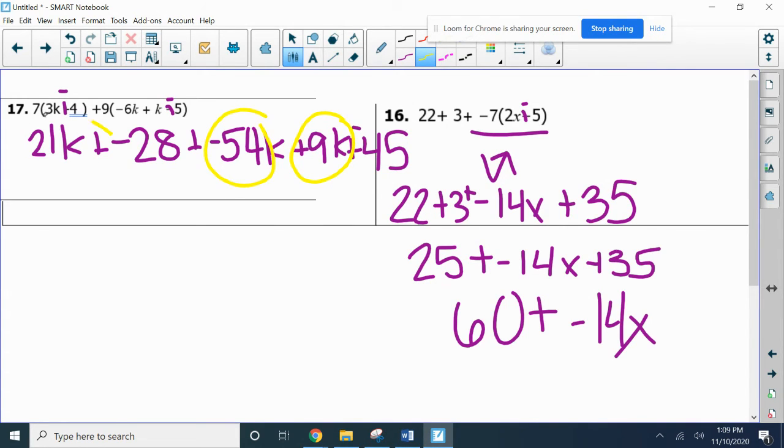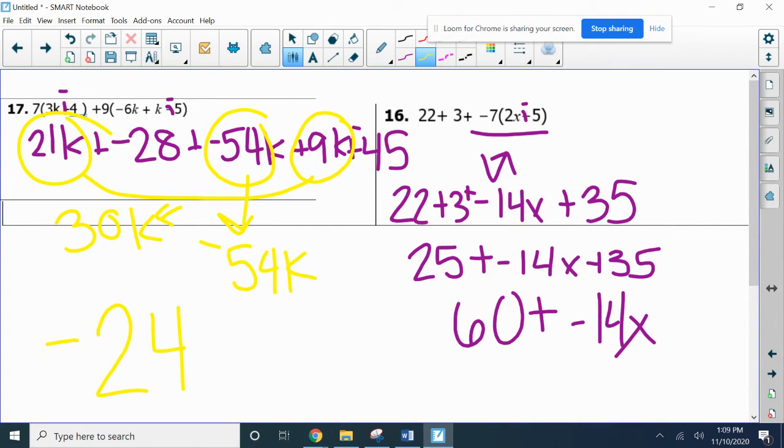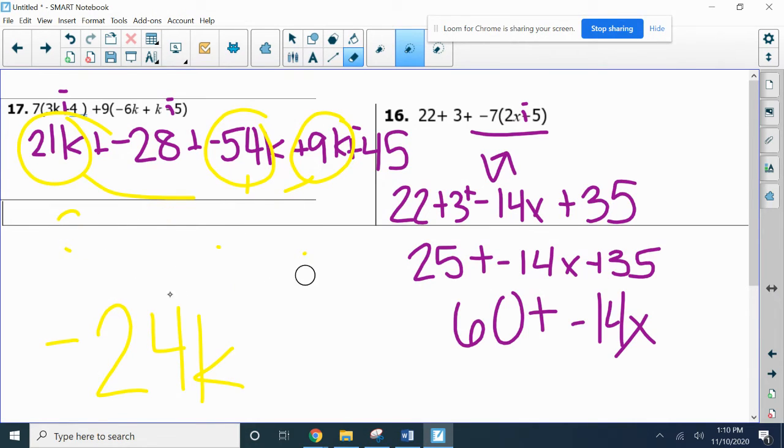So these are our k's. 21 and 9 give me 30k. And 30 and negative 54, I'm going to go ahead and subtract and keep the bigger sign. All right, so 54 minus 30 is 24. Negative 54 is bigger, so we're going to be left with negative 24k. So I did my 21 and my 9, which gave me 30, and then 30 and negative 54. So that's where I combined my k's.